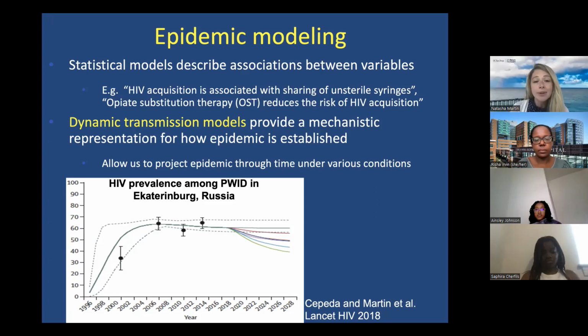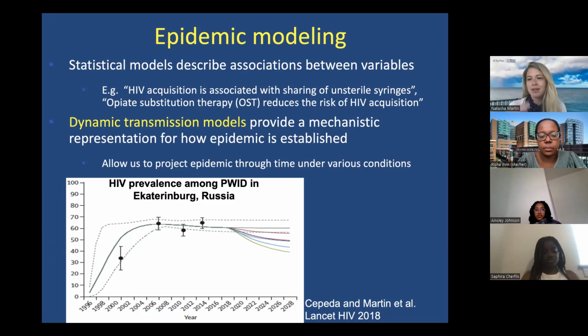It was calibrated to data on HIV prevalence among people who inject drugs in a setting in Russia. And you can see these dots here are the data points. That's surveillance data. That's real data of, you can see, increasing HIV prevalence in the early 2000s among people who inject drugs, and then stabilized through 2010. And these lines here are the simulated model projections.